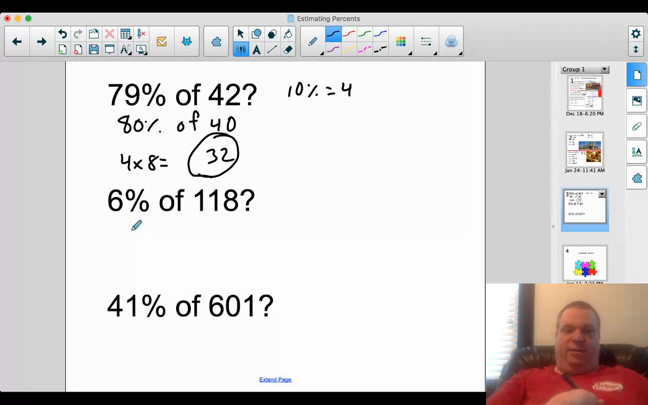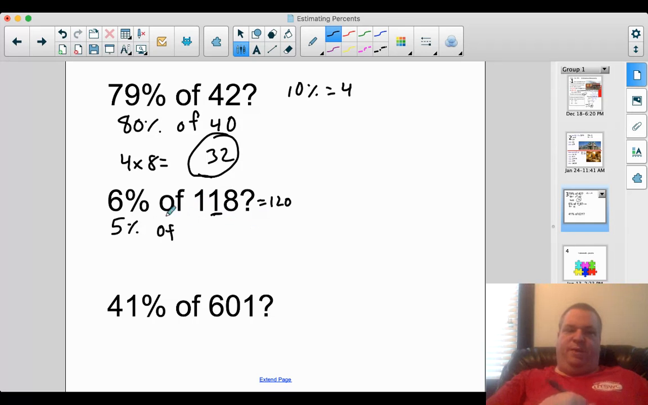All right, let's try this one. 6%. Again, if I'm counting by 5s, I go 5, 10. This is closest to 5. So I'm going to do 5% of, okay, here's my tens place. 8 says to round up. So 118 is about 120. Okay, again, counting by tens, I go 100, 110, 120. That's the one it's closest to.